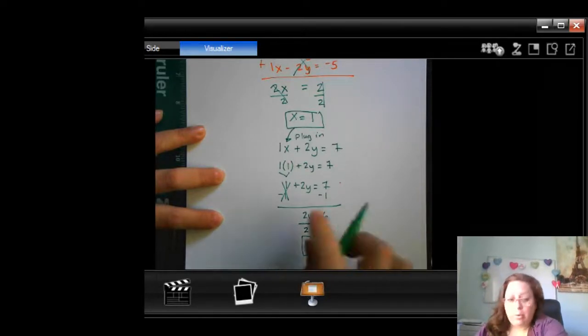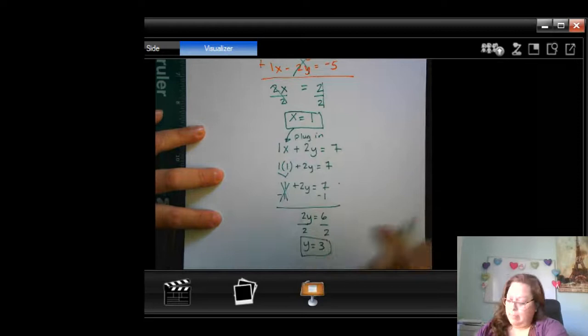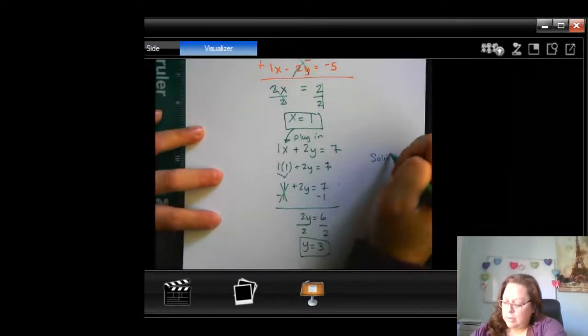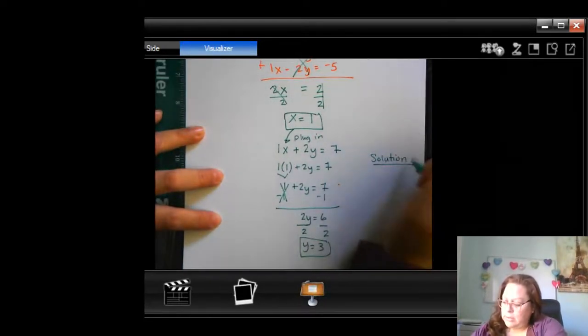You now found both x and y. Put it into a solution. The solution is 1 and 3.